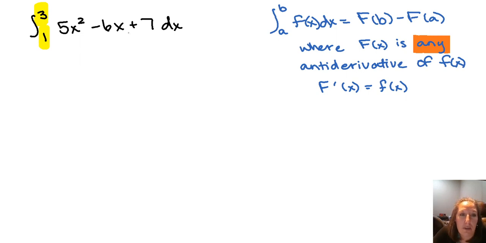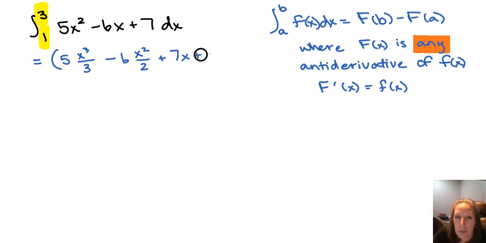and so we need to find an antiderivative for 5x squared minus 6x plus 7. The antiderivative of 5x squared is going to be 5 times x cubed over 3. The antiderivative of negative 6x is negative 6 times x squared over 2. The antiderivative of 7 is 7x. And then we had been doing a plus c on that. I'll go ahead and put it on this one, and we'll see why we don't have to worry about that any further.